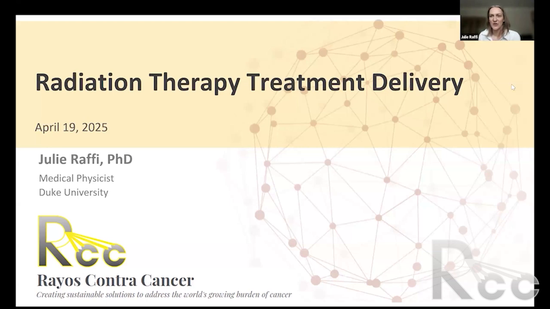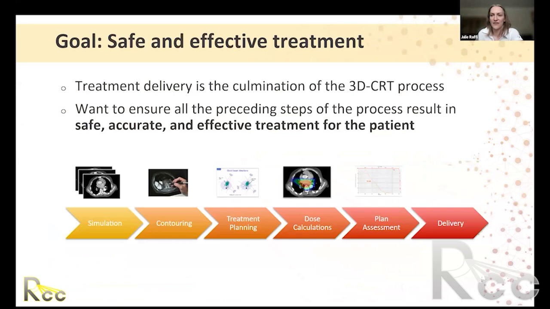So you've had a long course covering many details about radiation therapy, for 3D conformal radiation therapy in particular. So treatment delivery is the culmination of this whole process you've been going over in this course. We've gone over many different concepts, and now is the time we want to ensure that all of these preceding steps leading up to treatment result in safe, accurate, and effective treatment for the patient. All of these prior steps that have been covered, simulation, contouring, planning, dose calculations, all of this is leading to effective treatment for our patients.